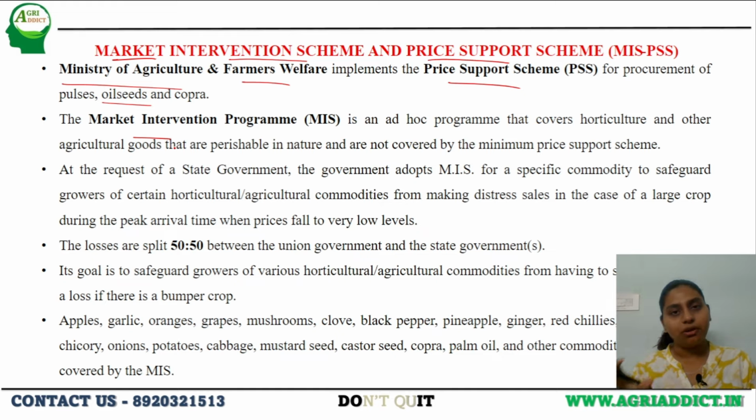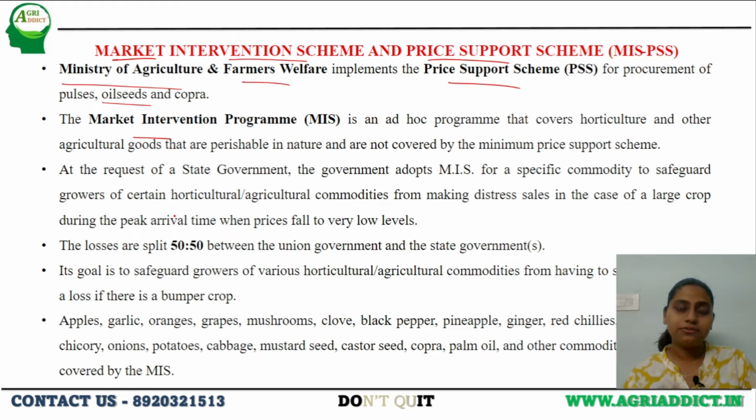Those crops which are not covered under that scheme will be covered under this market intervention scheme, especially pulses, oils and copra. These crops and also other horticultural crops are highly perishable in nature. They will easily go bad and farmers will be facing huge losses. In order to avoid that loss, the government of India will procure these products and provide the amount to the farmers so that farmers can get their price.